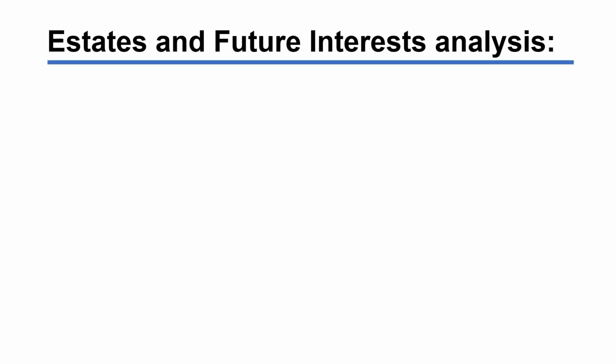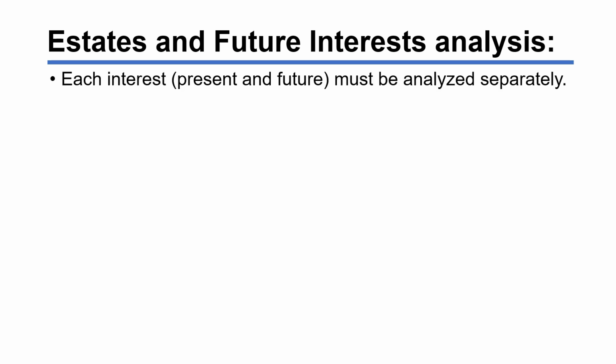Before we look at the flowchart that shows the process of analysis for estates in land and future interests, let's look at some important facts that we need to keep in mind. The first one is that usually a deed or a will contain multiple interests, perhaps some present and some future, and each of those interests has to be analyzed separately. That means that the first task you have is to go through the conveyance and identify what each interest is.